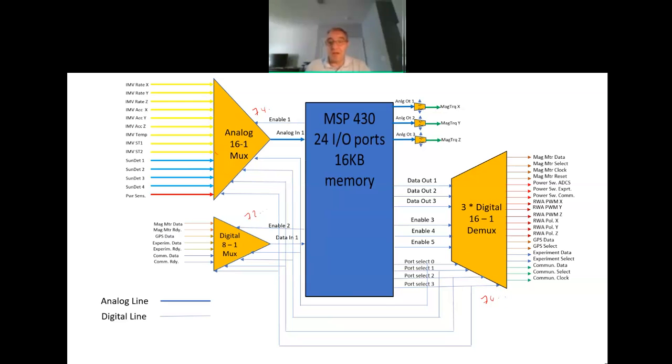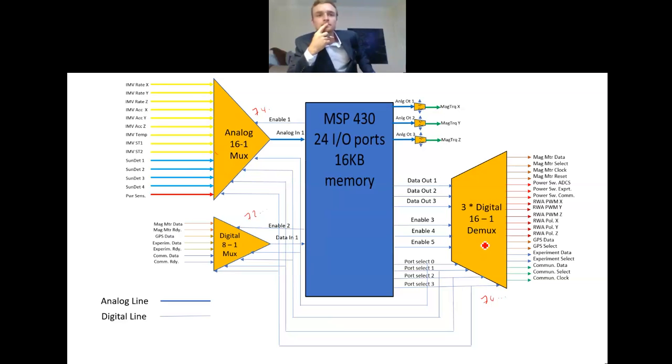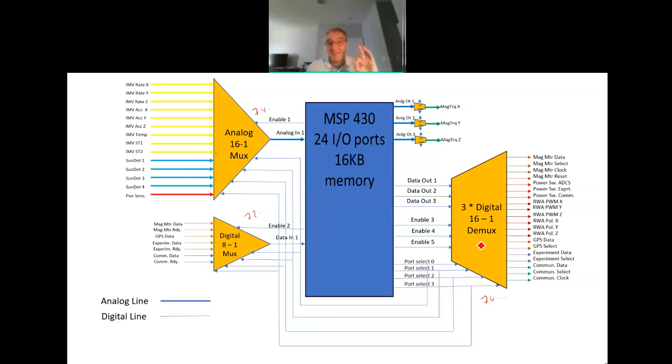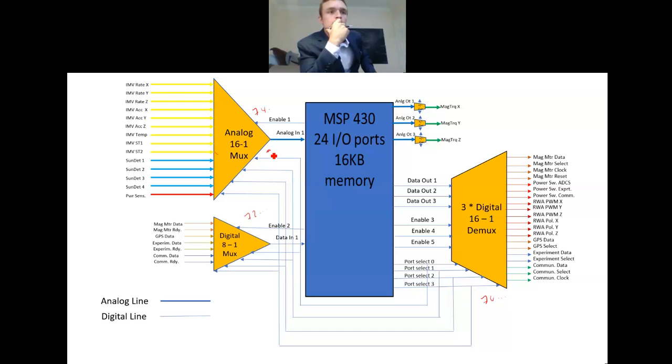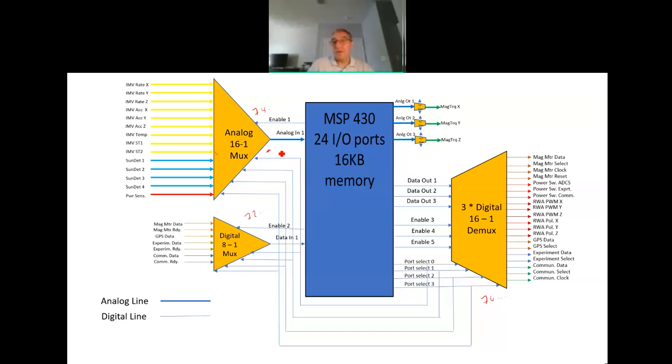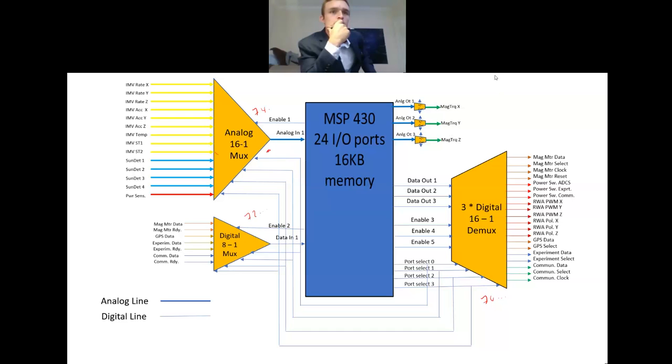Because I'm an electrical engineer and not a graphic designer or an art major, this is the best I could come up with. So this trapezoid here on your right is actually three of these ones. Okay? That's why I say three times digital 6-into-1 demultiplexer. Okay? I'm gonna move your picture a little bit up. All right.